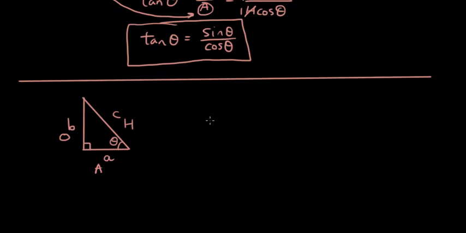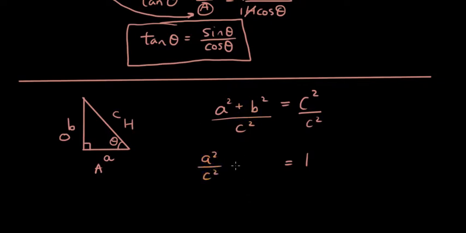Okay, now the next step is to use the Pythagoras theorem. So a squared plus b squared equals c squared. And now what I'm going to do is I'm going to divide by c squared on both sides of the equal sign, which will make the equation stay the same because we're doing the same thing on both sides. So I'm going to divide both sides by c squared. Then I will get 1 on the right hand side. On the left hand side I will get a squared over c squared plus b squared over c squared.